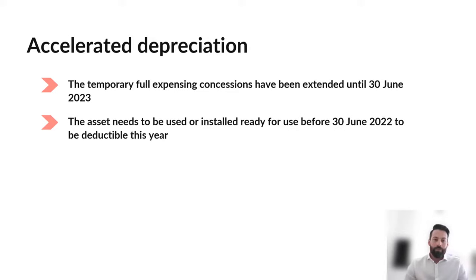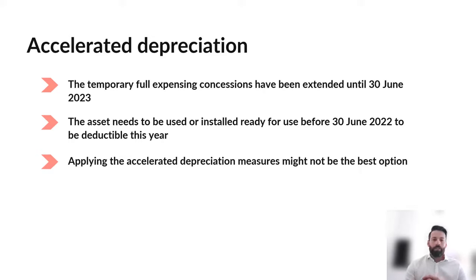And what that temporary full expensing concession does is that it says if you buy an asset and you have used it and installed ready for use before 30 June, then you may be able to deduct that full value of that asset in this current financial year. So let's say you go and spend $100,000 on a bit of equipment. That $100,000 might be deductible to you in this year. So the point is it's incentivizing businesses to go out and to invest in assets.